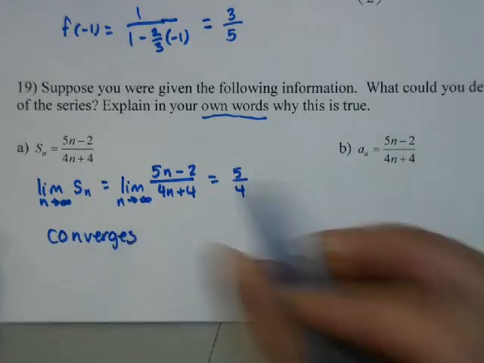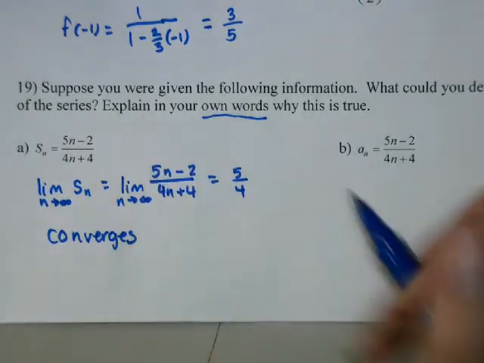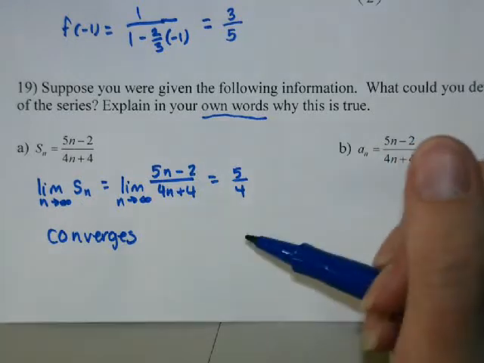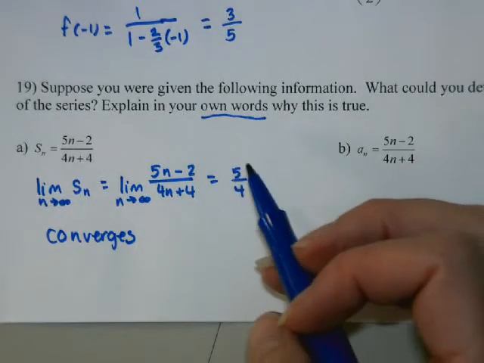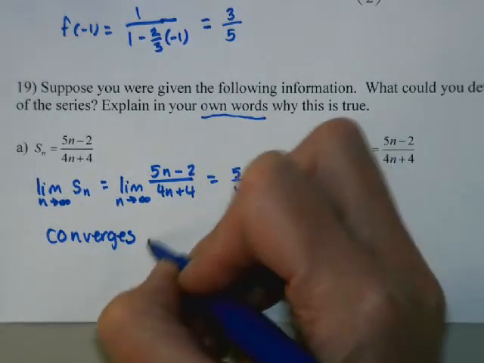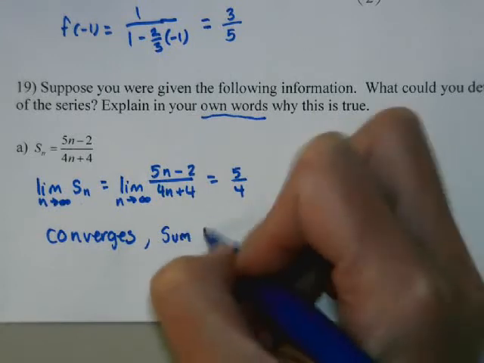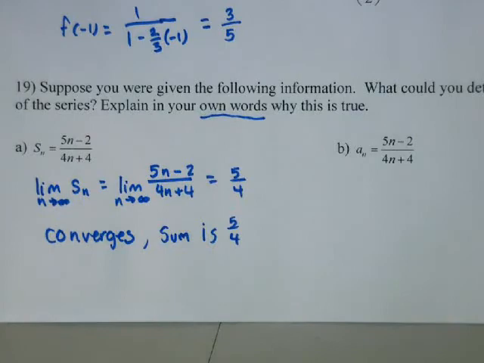So this one converges, because if the sums have a limit, then the series converges. These are the partial sums. So this is saying we're adding lots and lots of terms, but the sum just stops at 5/4. In fact, the sum is 5/4. But on the test, you need to do this in your own words.